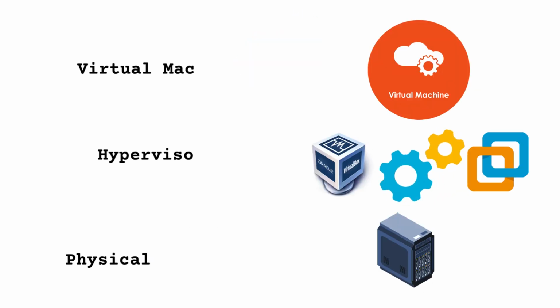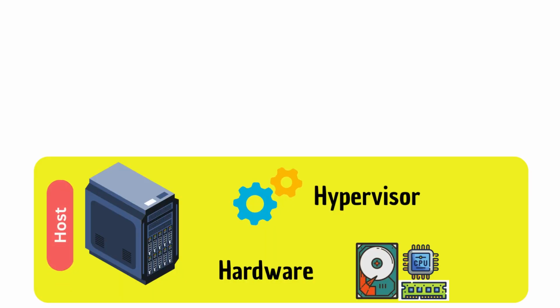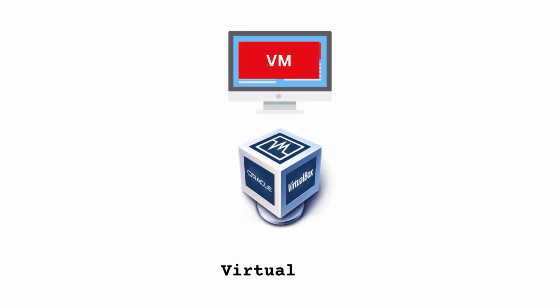When you create a virtual machine, you need to define the relationship between the physical machine and the virtual machine. The physical machine is known as the host, while the virtual machine is known as the guest. Now let's create a virtual machine using the VirtualBox hypervisor.